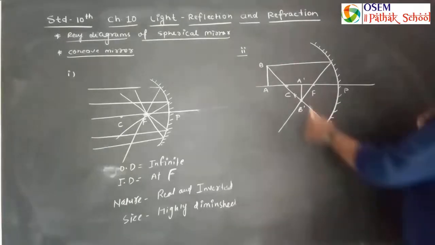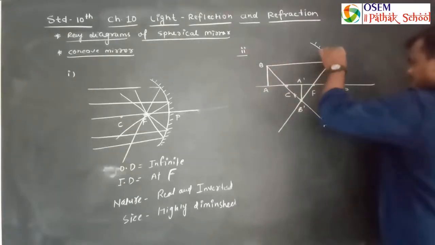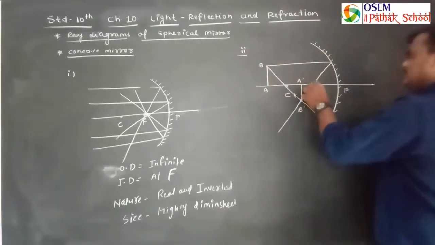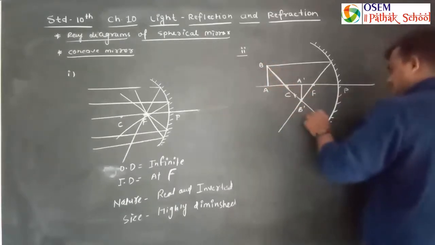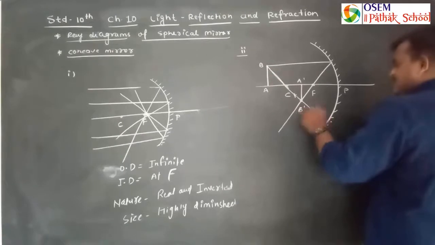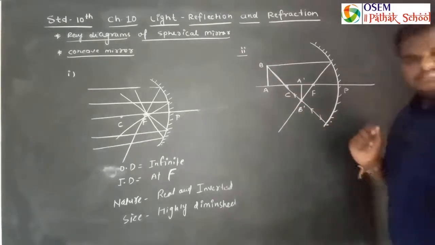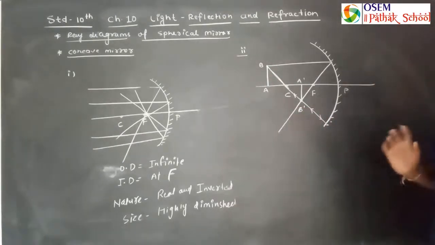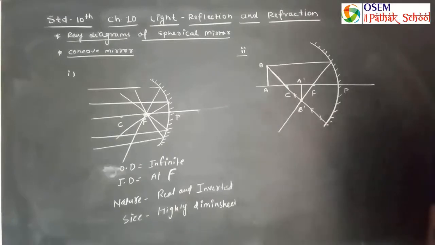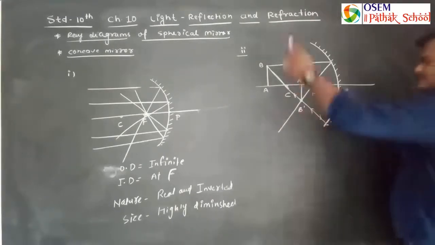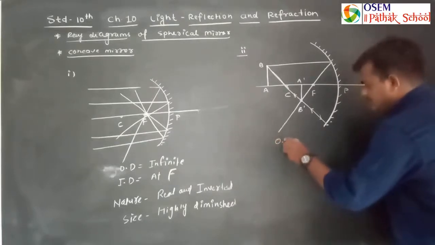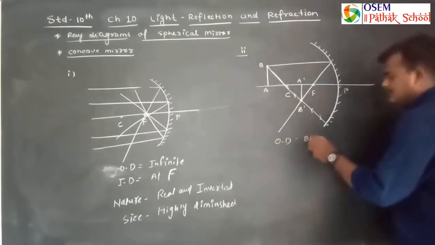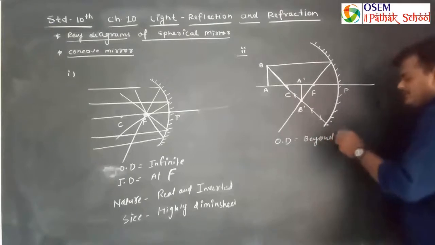So first ray parallelly comes, passes through the principal focus. Second ray passes through the center of curvature. After that it gets reflected in the same direction, because C में से जो भी रे पास होती है वो उसी direction में reflect होती है. So this is the reflection in the same direction. So for this, if I want to write object distance, so object कहाँ पे place किया? Beyond C.